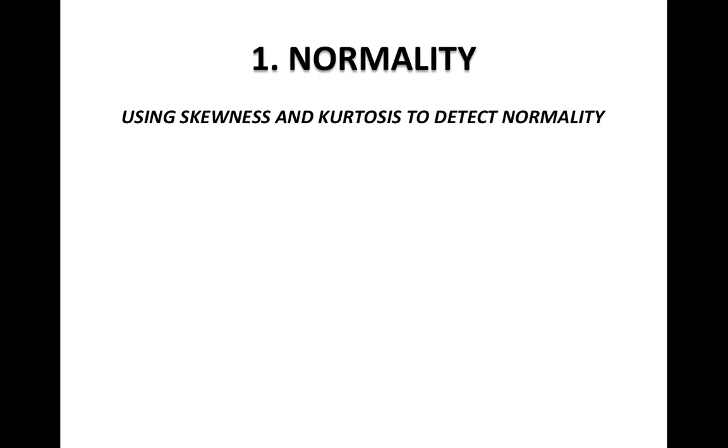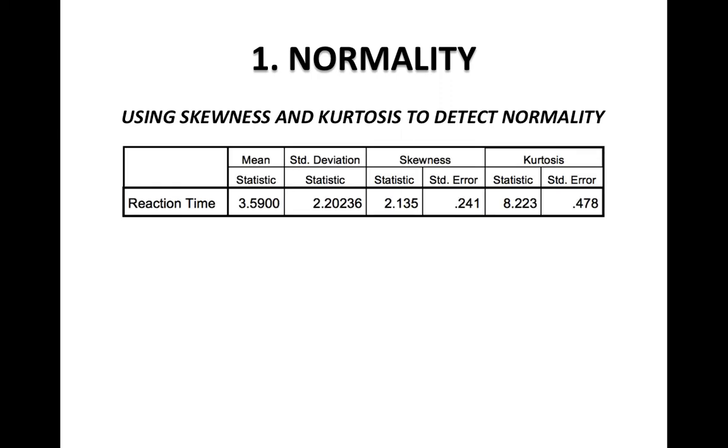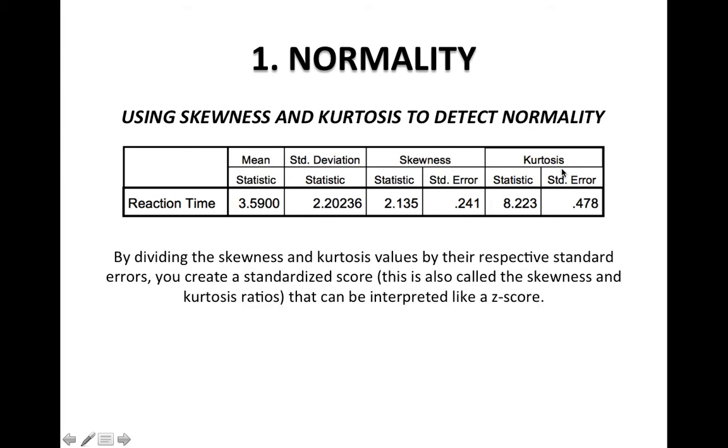Using skewness and kurtosis to detect normality. This is what you do when you have a smaller sample size, and the way you do it is in SPSS, you can ask SPSS to generate or calculate skewness and kurtosis, and it's going to give you the statistic and the standard error for both of them. So you see here we have skewness statistic 2.135, and the standard error is 0.241, and same thing for kurtosis.